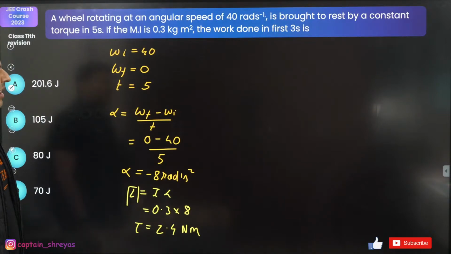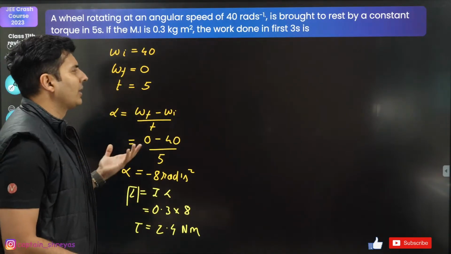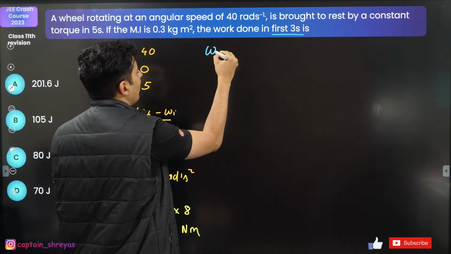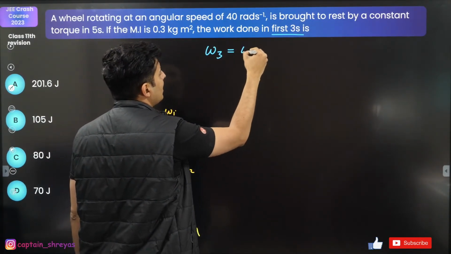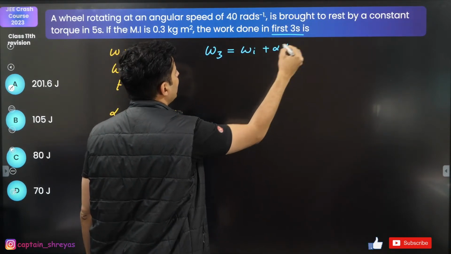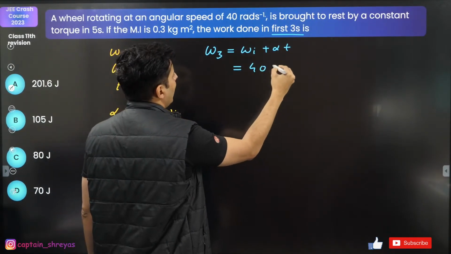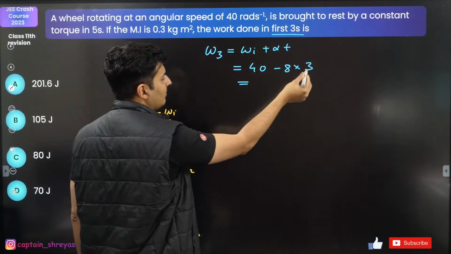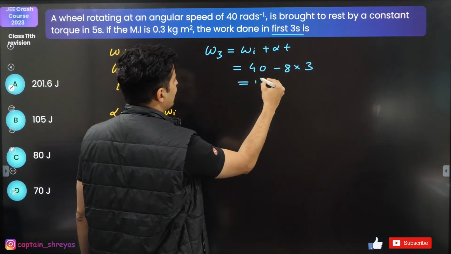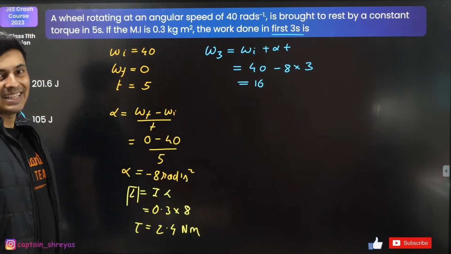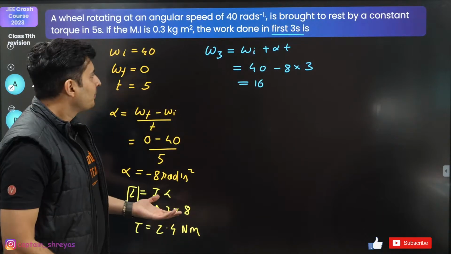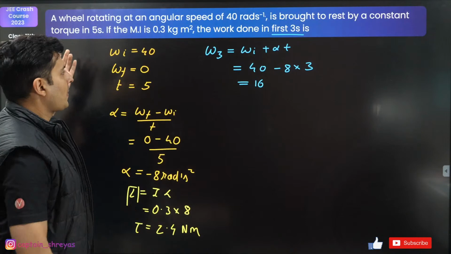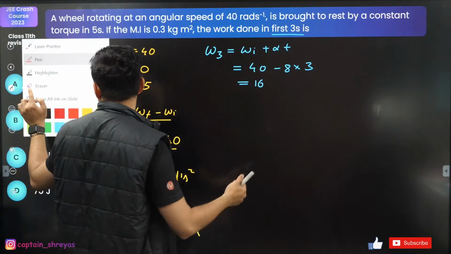Why did I find torque? I think I can find work using torque. How? Okay, I have an idea. In the first 3 seconds, the angular velocity at the end of 3 seconds will be initial angular speed plus alpha into t. Initial angular speed 40, alpha minus 8, time 3. 8 3s are 24, so this will become 40 minus 24, that's 16. Is that okay? That is 16. Now what do I do? Why did I find omega? Actually, I don't even have to find omega, let me tell you.